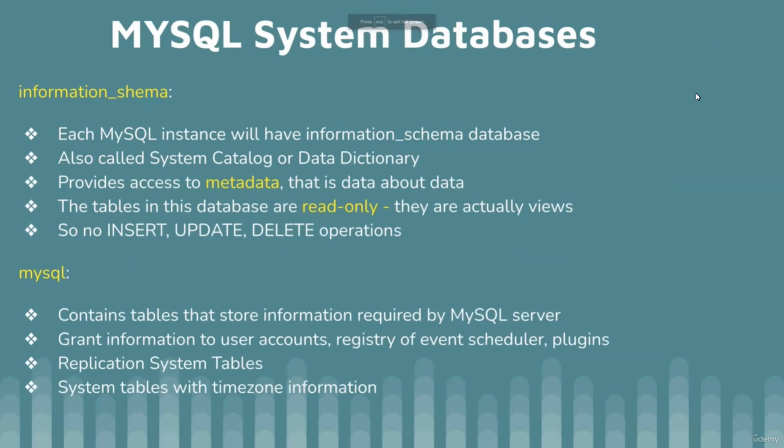Information schema: each MySQL instance will have an information schema database. This information schema is also called the system catalog or data dictionary because it provides access to the metadata, and metadata is actually data about data. The tables in this database are read-only. They are actually views based on the base tables, so we cannot perform any insert, update, or delete operations.